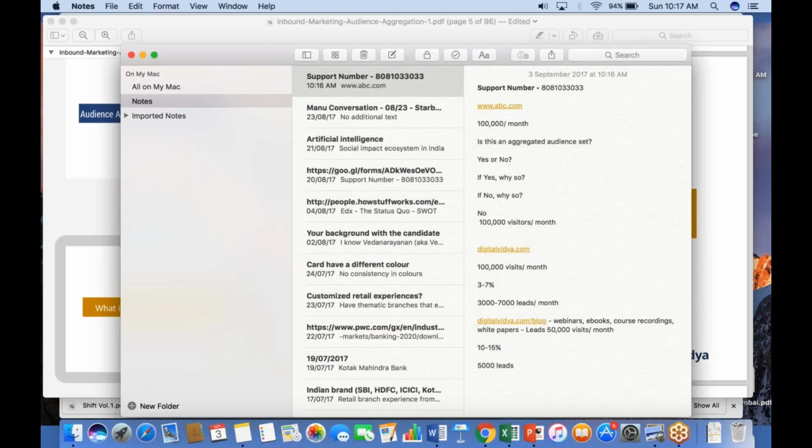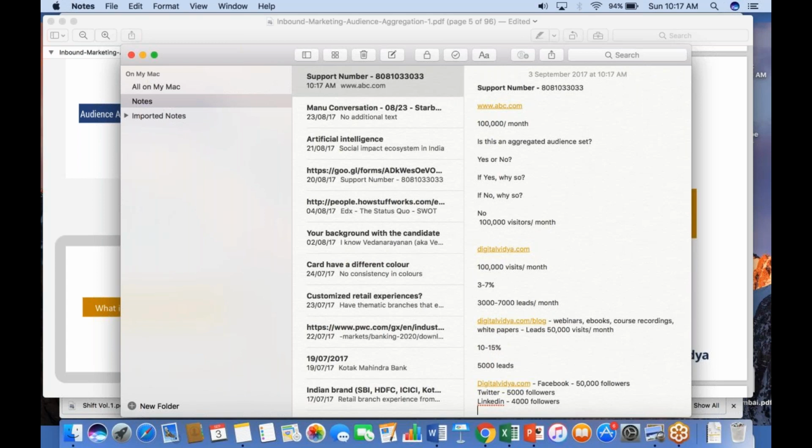So here's the follow-up question. So let's say that let's go with the same Digital Vidya example again. Correct, Abhishek, you're right, that means sharing their data. So digitalvidya.com, let's say that on their Facebook page they've got, let's say they've got 50,000 followers. Now, are these aggregated audiences? Is this an example of an audience aggregation? And on Twitter, let's say they've got 5,000 followers. And on LinkedIn, let's say they've got 4,000 followers. Are all these aggregated audiences?